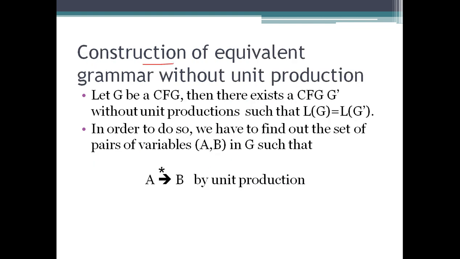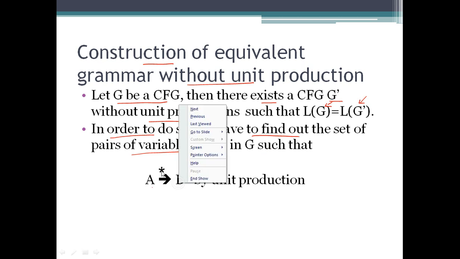Now, how do we construct an equivalent grammar without unit production? Let G be the CFG. Then there exists a CFG G prime without unit production such that the language generated by G is equal to the language generated by G prime. So what we have to do is find the set of pairs of variables A, B in G such that A derives B in 0 or more steps by unit production. This we have to keep in mind.